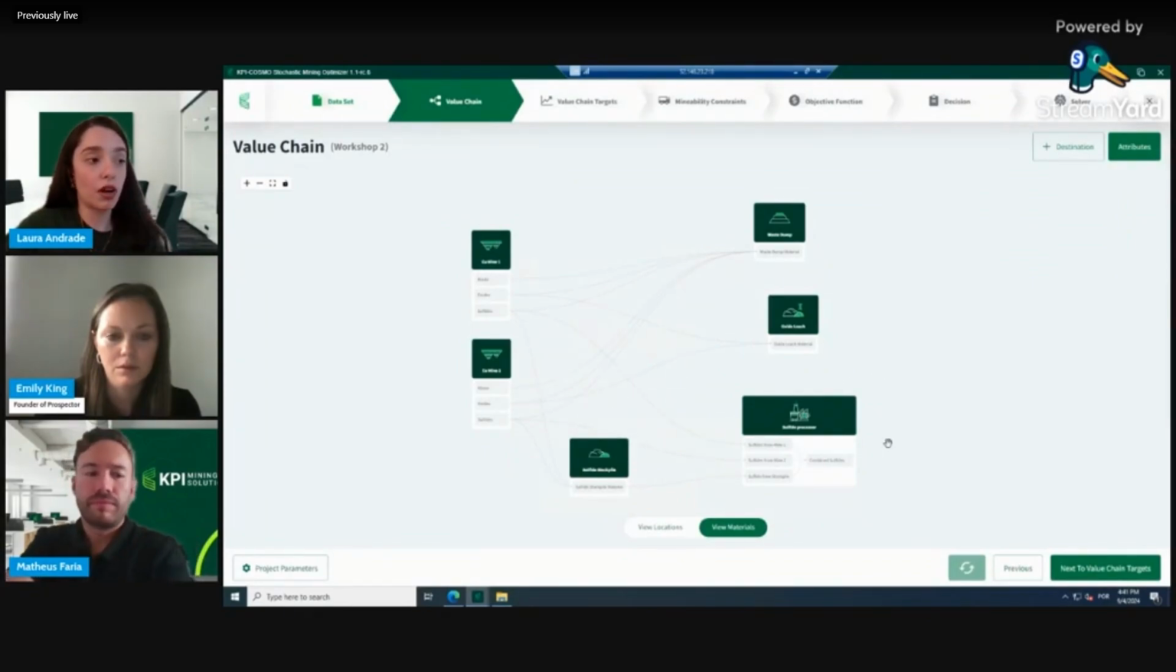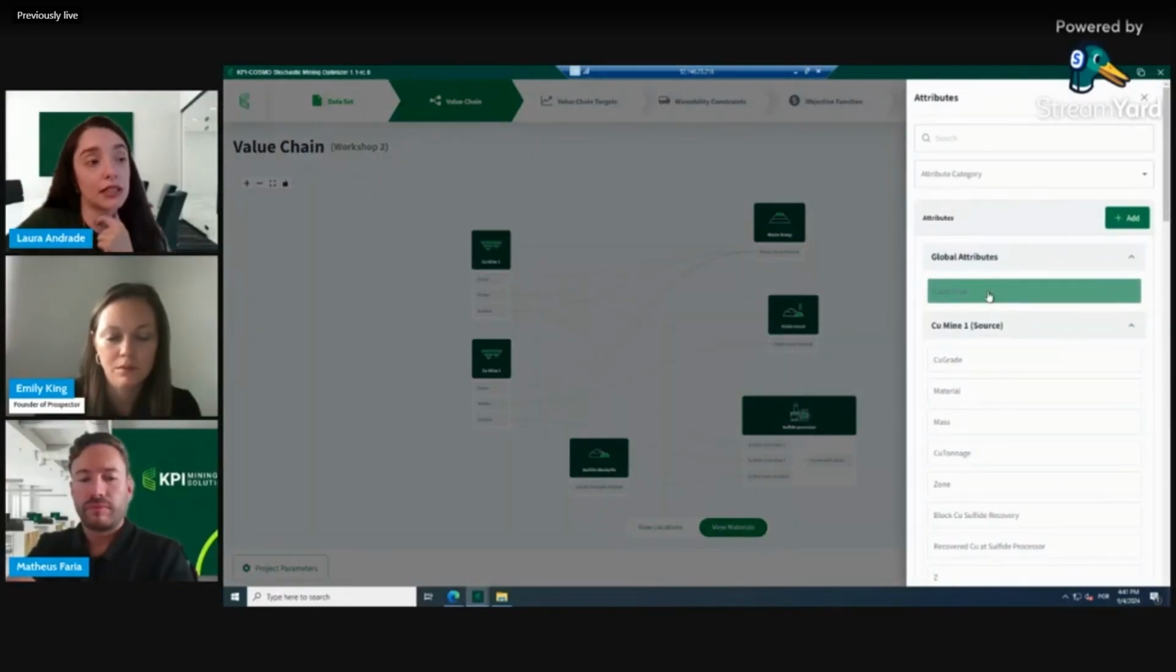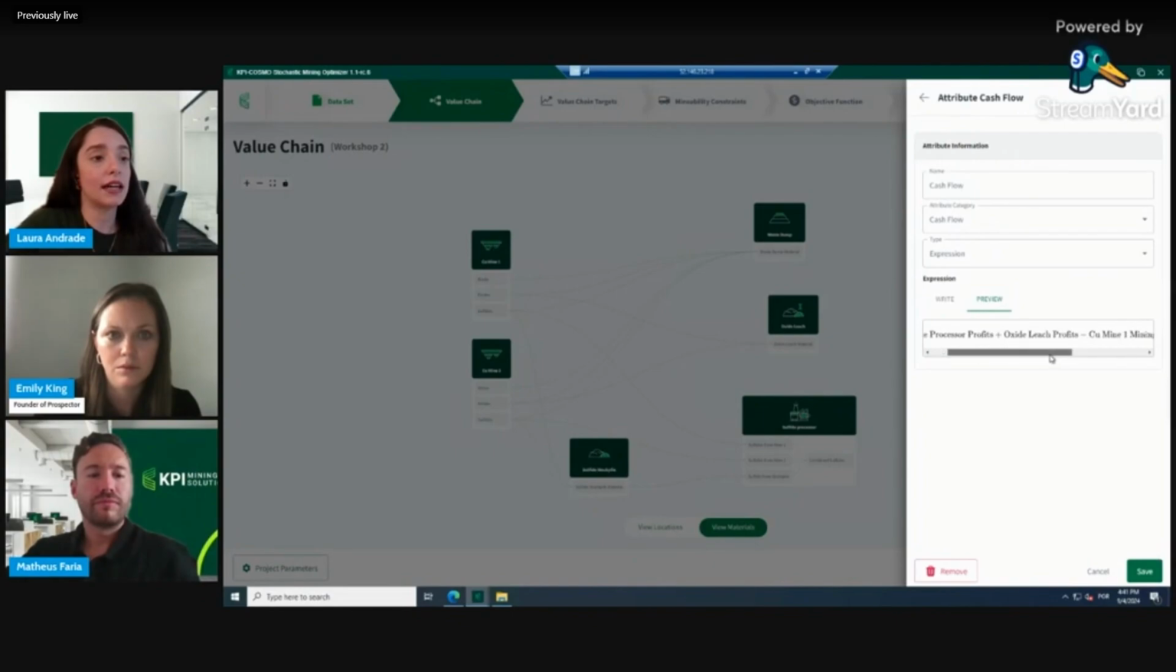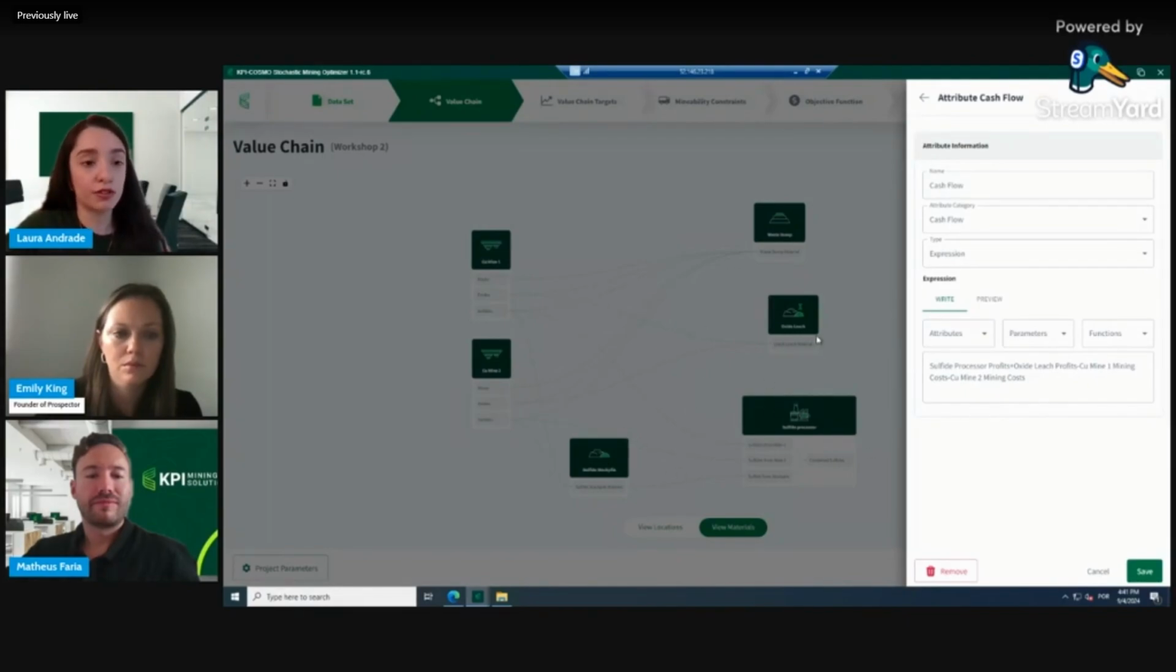But then we have one more thing. We have attributes for each location, each material, but we also have what we call global attributes. In this case, it is the cash flow, which will incorporate all the profits and all the costs from all the locations. What is interesting is that we have a very flexible way of doing that. We can define these attributes based on expressions, by summing attributes from other locations, or by getting them from lookup tables, such as we do for recoveries. So you have infinite possibilities on how to model your mineral value chain in this tab.